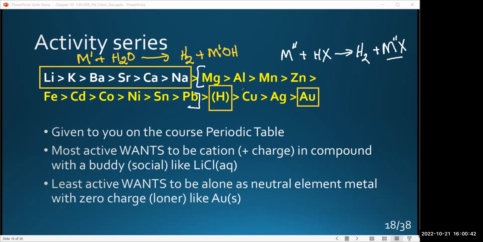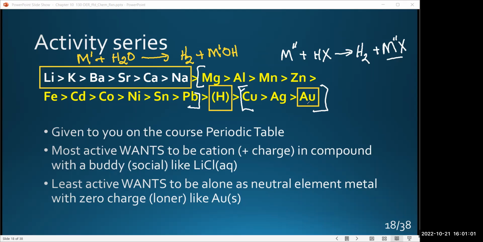Which leads us to these other ones here, copper to gold, very unreactive. They require some vigorous acid conditions to get them to react. So for our purposes, we're just going to say that they don't react.